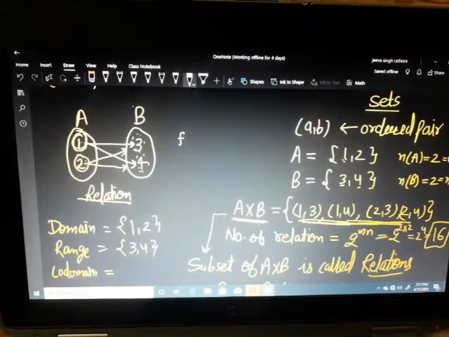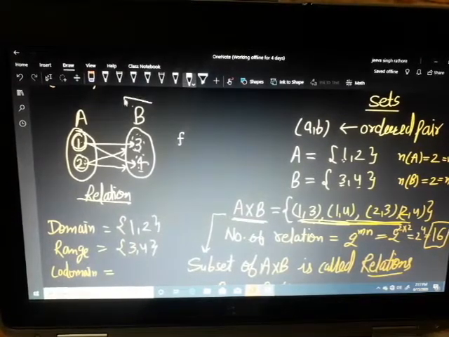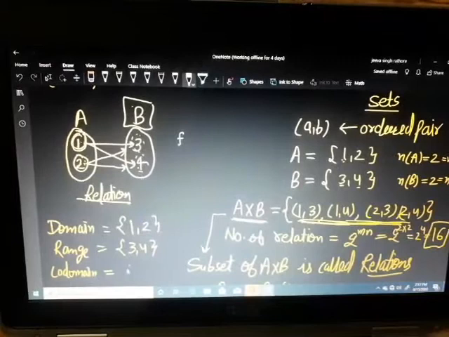And what is the codomain? Codomain is the complete set B. Complete set B is here, 3, 4. This was already discussed in class 11th. Next, one important point here.